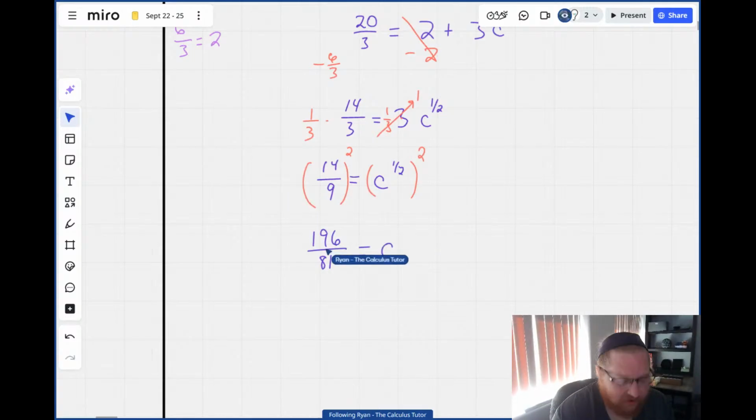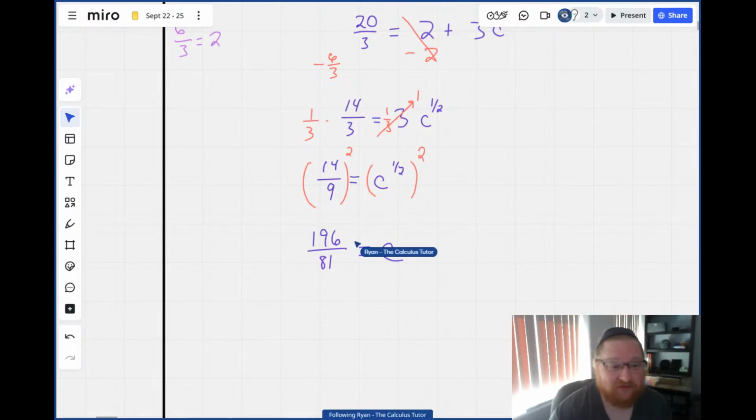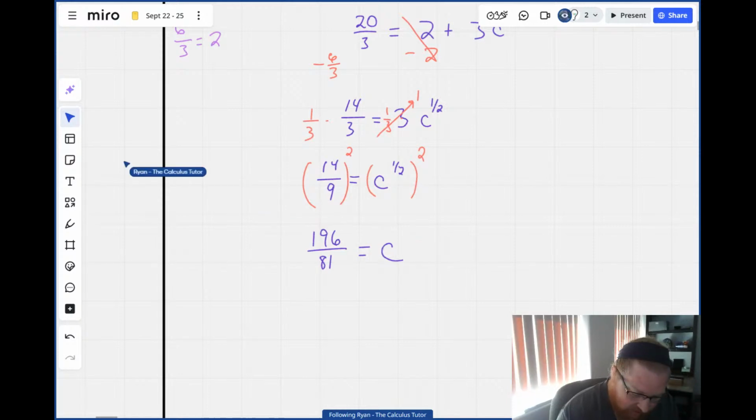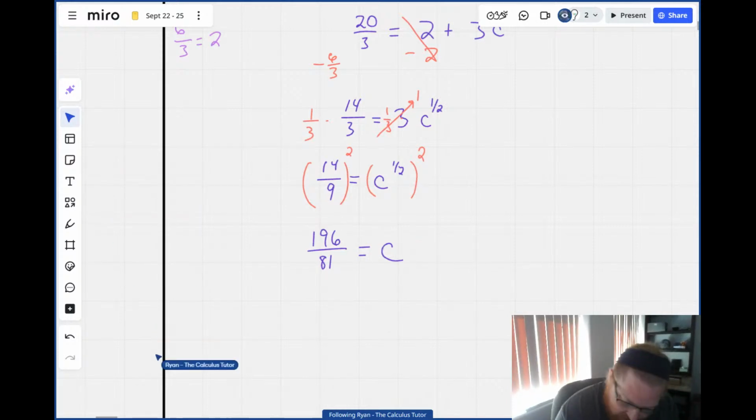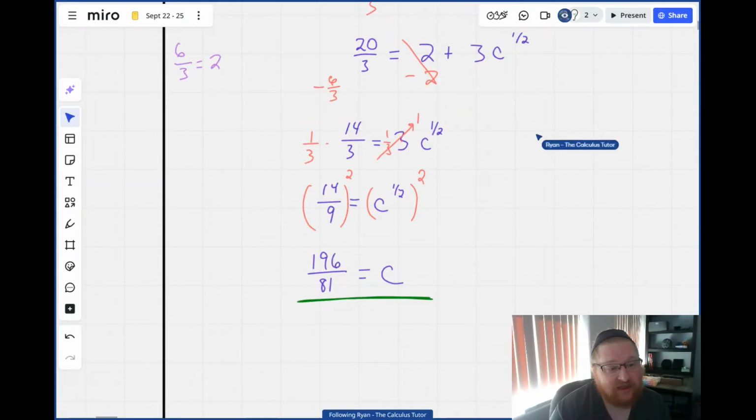We can know this won't reduce because the only factors that go into 196 are 14 and itself, and 14 is only made up of 2 and 7. The only thing that goes into 81 is 9, and 9 is only made up of 3 and 3. So they don't share any factors. We got to C. And here's a really important thing. I'm going to take my green, we're done. Here's my answer. And I'm going to underline it. I'm not going to box it yet because this is the end of this process that I just went through.